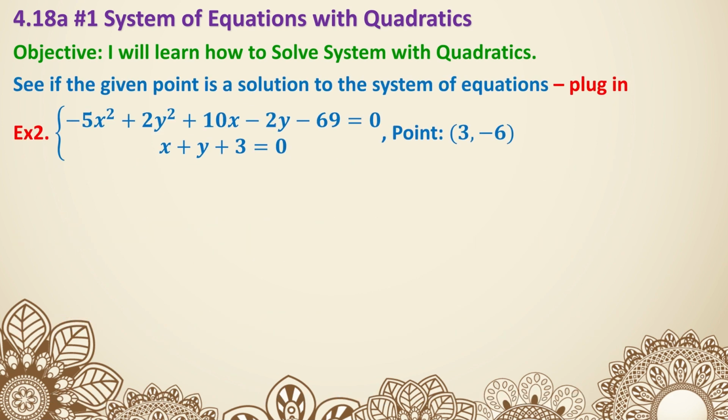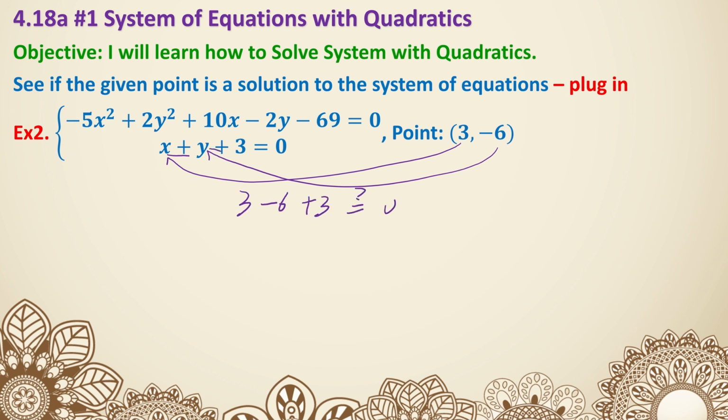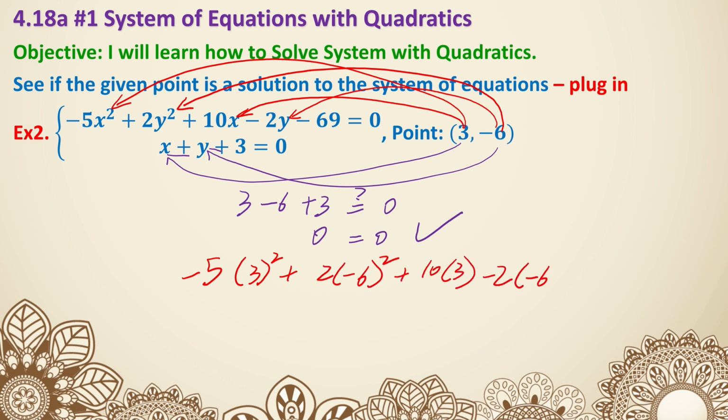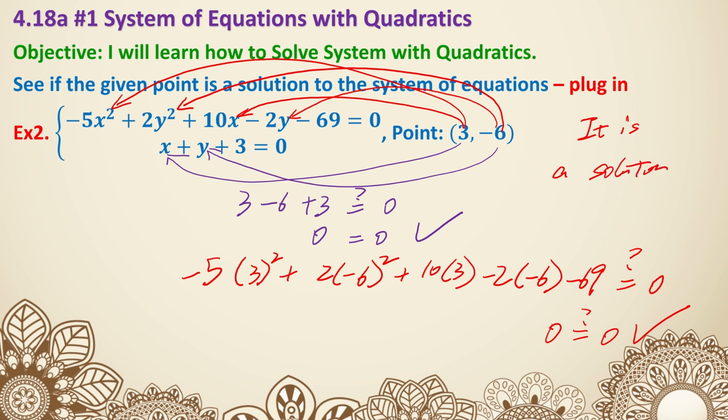Now let's have a look. So example 2, second equation is going to be very easy to plug in. So we're going to get 3 minus 6 plus 3 to see if that equals 0, and it does. So that one works. Now we're going to plug into the first one. For all the x, you're going to replace them with 3. For all the y, you're going to replace them with -6. So we're going to get -5 times 3 squared plus 2 times -6 squared plus 10 times 3 minus 2 times -6 minus 69. We're trying to see if that equals 0 or not. After calculation, the left side is a 0, so it actually does equal, and it works for both equations. So yes, it is a solution. There you go. And that's how we decide if a point works for a system equation or not.